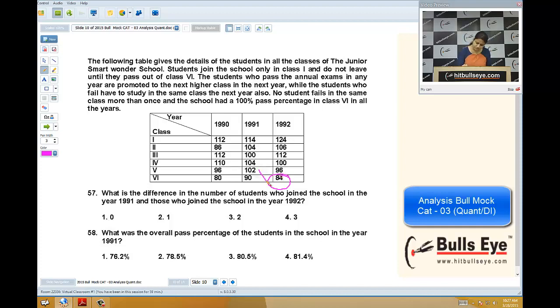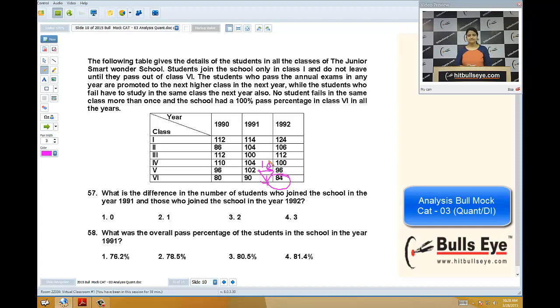From these 102 students, 84 are promoted to class 6th and the remaining are failed. What is remaining? This is 102 minus 84, that is 18. It means in 1991, there were 102 students in class 5th. 84 are passed, that's why they are promoted to class 6th in 1992, and the remaining 18 are failed. If the remaining 18 are failed, they will continue in class 5th in 1992 only. Are you getting me?